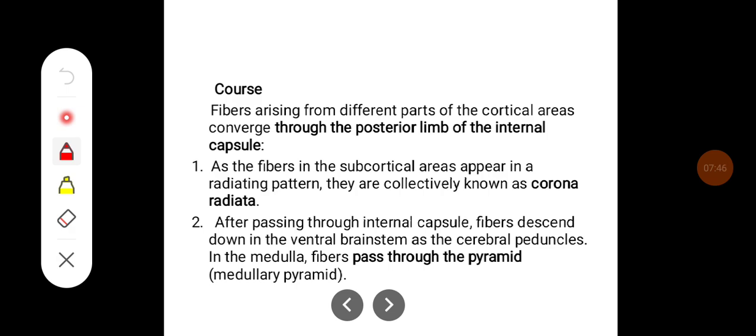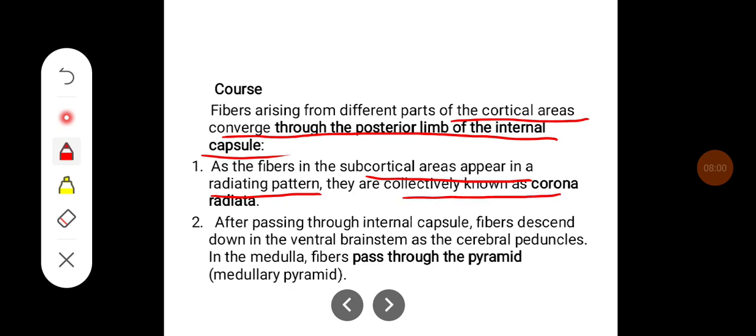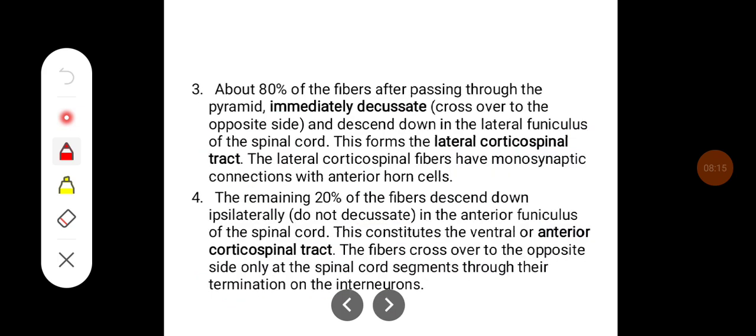If you see the course of the corticospinal tract, fibers arising from the different cortical areas converge through the posterior limb of the internal capsule. As the fibers in the subcortical areas appear in a radiating pattern, they are collectively known as corona radiata. After passing through the internal capsule, fibers descend in the ventral brainstem as the cerebral peduncles. In the medulla, fibers pass through the pyramid, so that is why it is called the medullary pyramid.